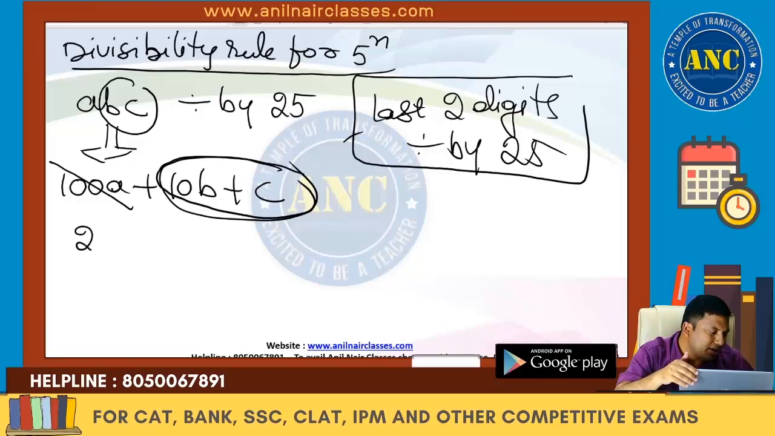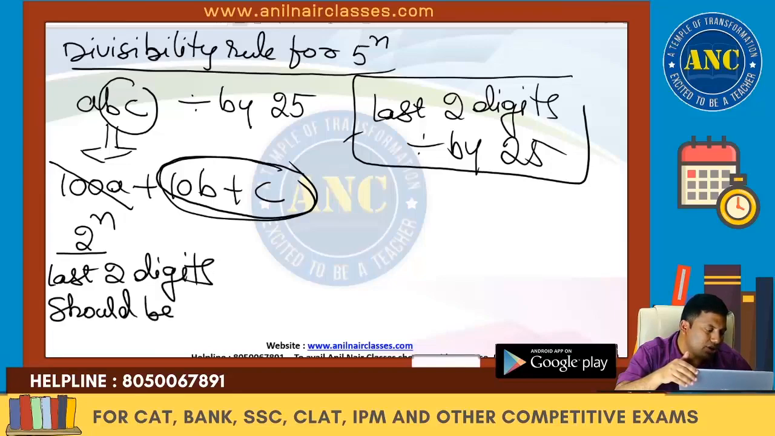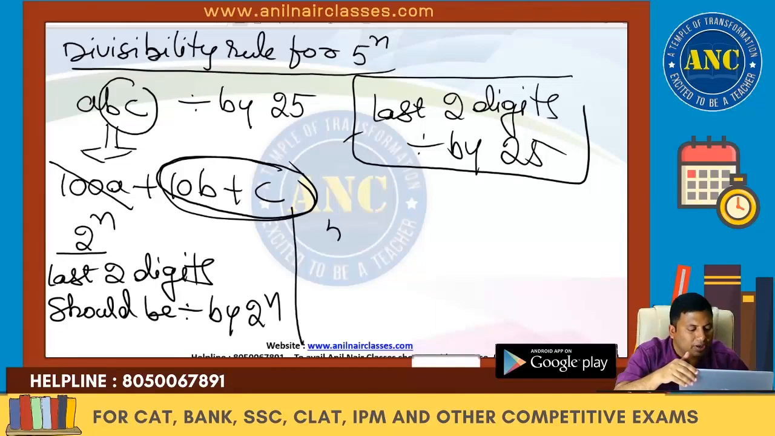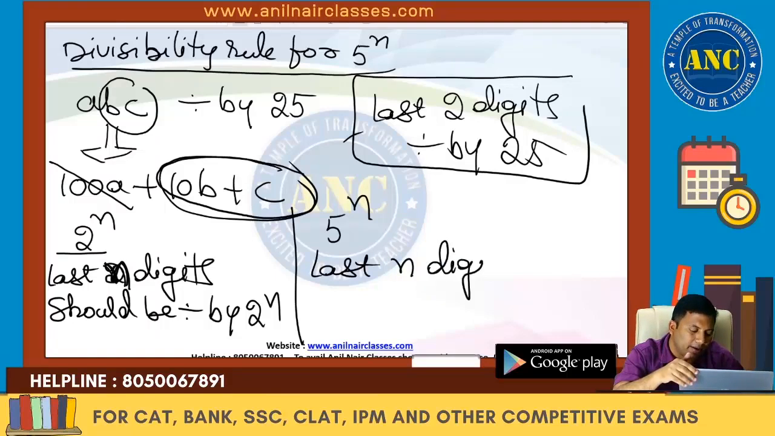Same concept for 2 power n. Last 2 digits should be divisible by 2 power n. Same concept holds good for 5 power n. 5 power n means last n digits here. Last n digits should be divisible by 5 power n.